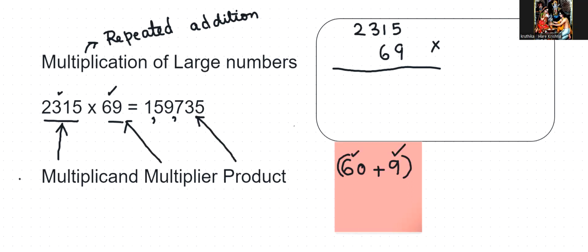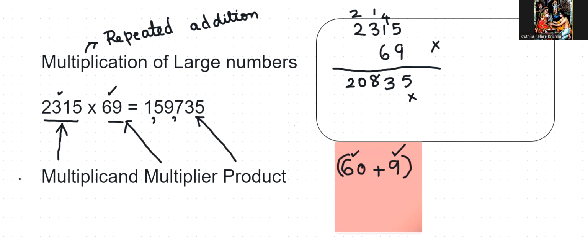ஓகேவா? So 9 5s are 45. Taking 4 right here. 9 1 is 9. 9 plus 4. What you get? 15. Carry over. 9 3s are 27. 28. 2 is carried over. 18. 20. Okay. Then you have to multiply by 6.